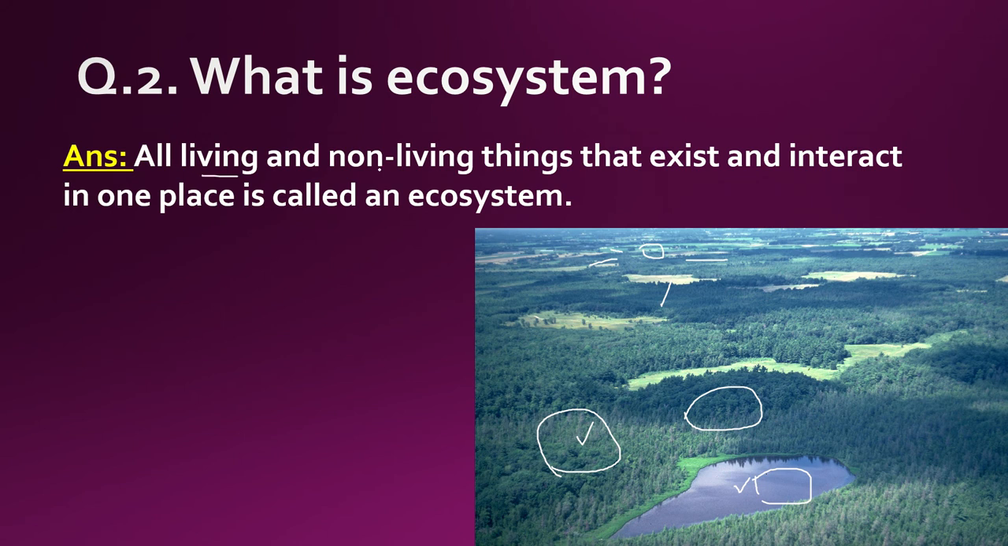Living things and non-living things that exist, that means they are present and interact in one place, that is called an ecosystem. That means they need each other to survive in the environment. That is the reason. Okay, so let's go to the next one.